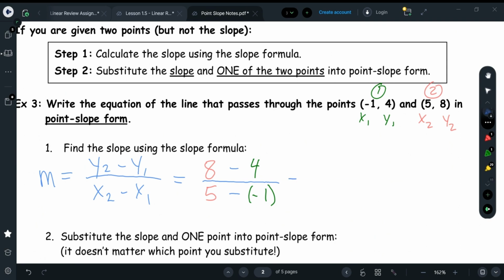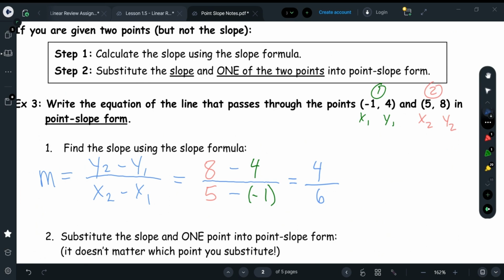Next step here is to simplify this. Let's evaluate just the numerator. So on top, we have 8 minus 4. That's a 4. On the bottom, 5 minus -1. Subtracting a negative is the same as adding a positive. So this is the same thing as 5 plus 1, which gives us a 6. There's our answer. This is our slope, 4 over 6.